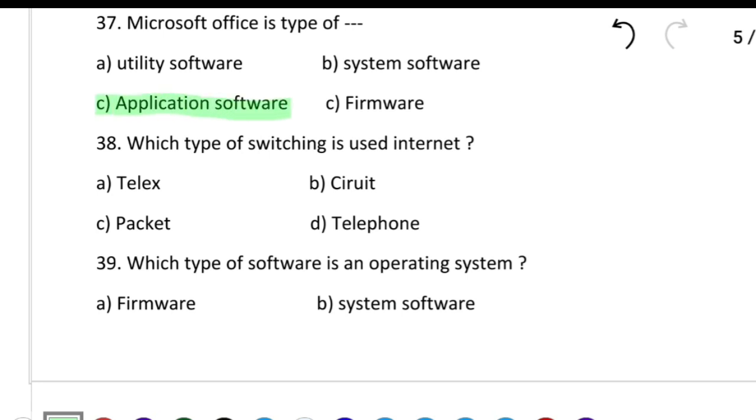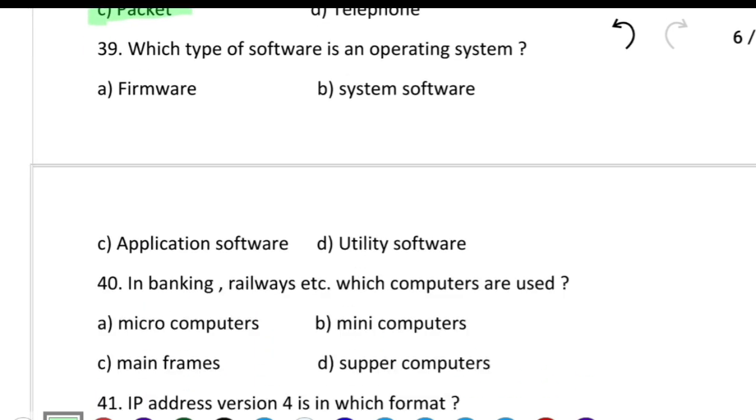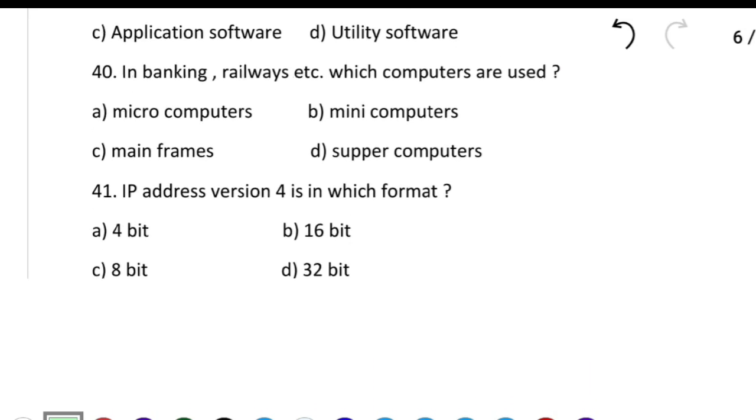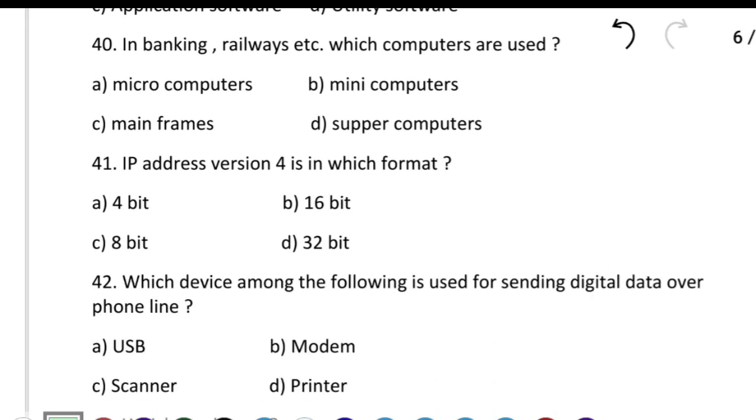Question number 38. Which type of switching is used in internet packet? Option C. Question number 39. Which type of software is an operating system? Operating system is a system software. Option D. Question number 40. In banking, railways, etc., which computers are used? Mainframes. Option C.